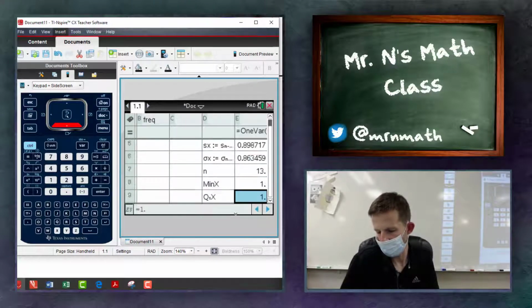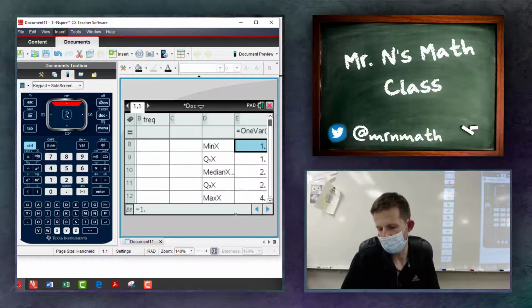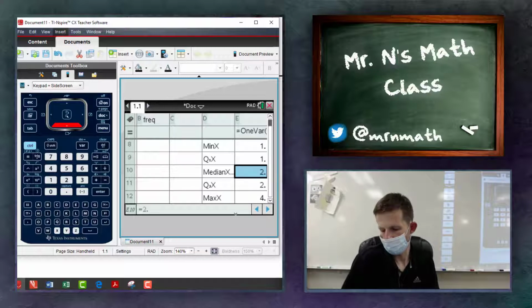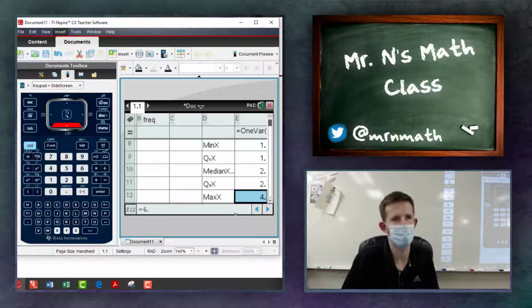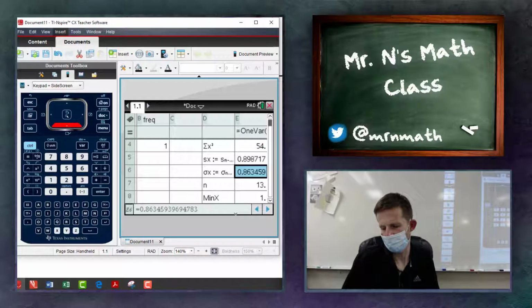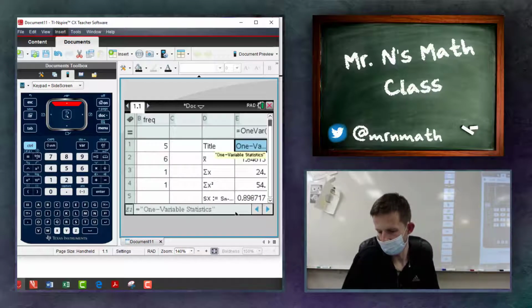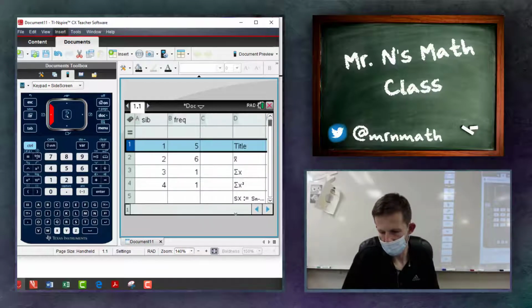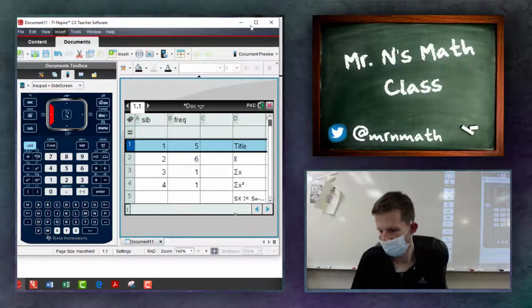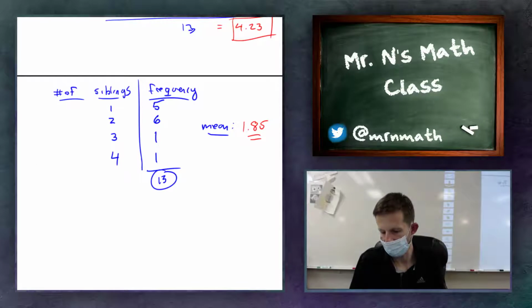It also tells you the 5-number summary. So it says the minimum is 1, Q1 is 1, median is 2, Q3 is 2, and max is 4. So it gives you the 5-number summary. It also tells you the standard deviation, which we haven't covered how to do. So menu 411 is what does it.